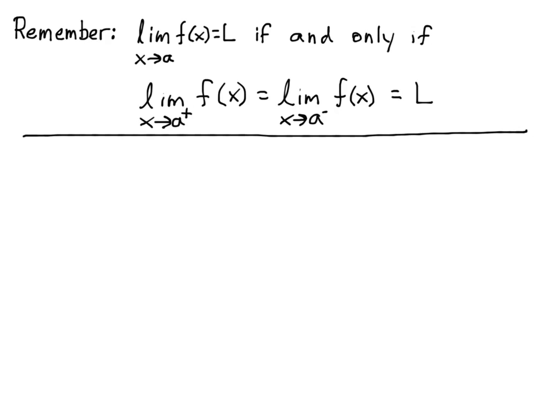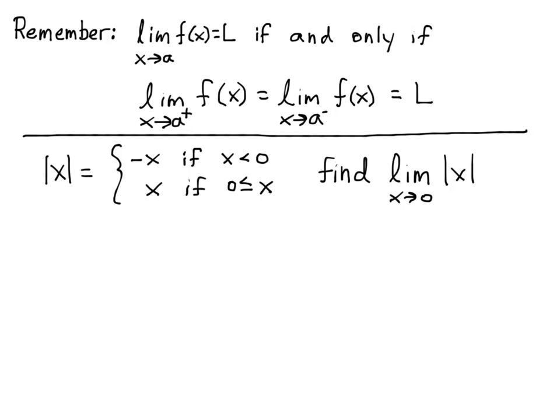Okay, so remember I mentioned this, that the limit only exists if you get to the same limit coming from both the positive side and the negative side. And that's part of the definition of a limit existing, that you have to come from both the positive and the negative side.